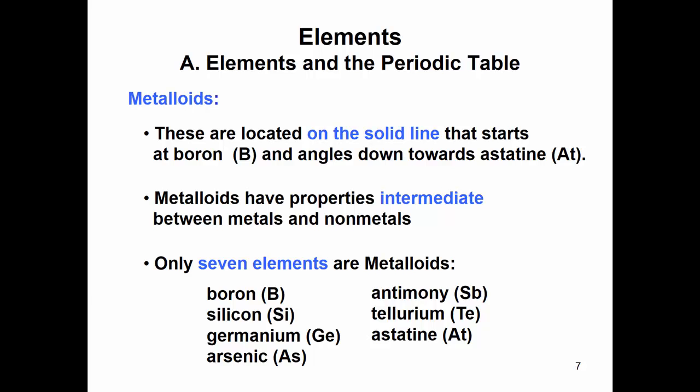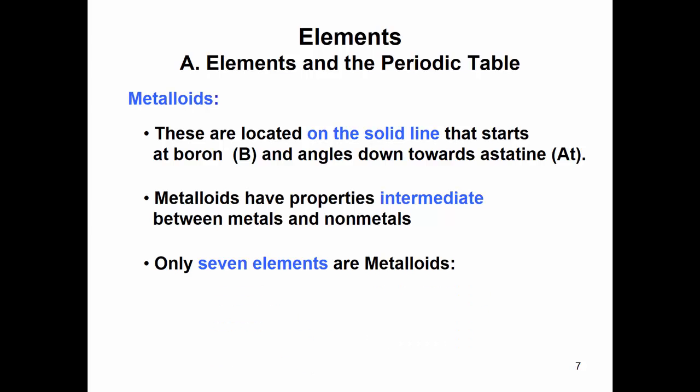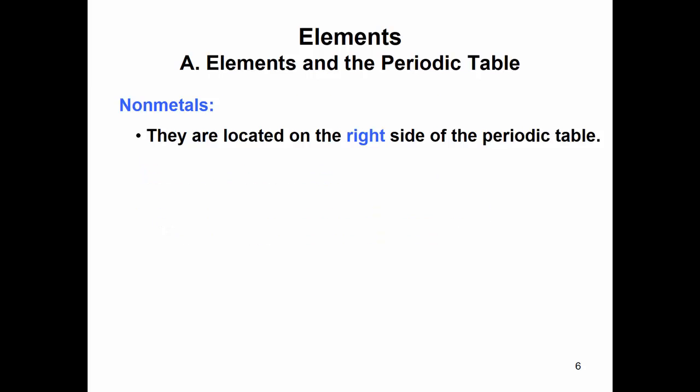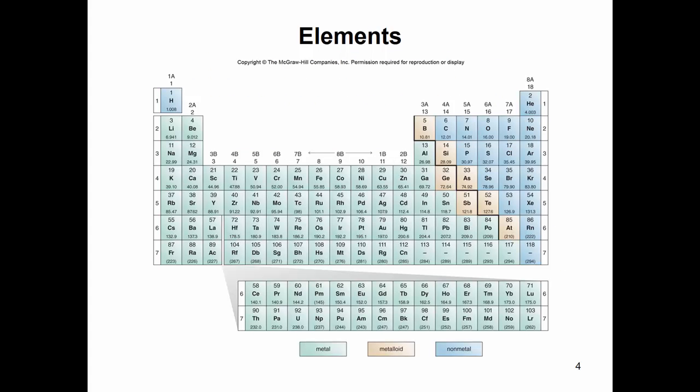There are only 7 elements that are metalloids, and so you may want to make note of these. Also, if you look back at your periodic table, you want to see these as well. So here we have green metals, blue nonmetals, and here 3, 4, 5, here's our 7 metalloids. Notice that this is not a metalloid. Aluminum is not a metalloid either.